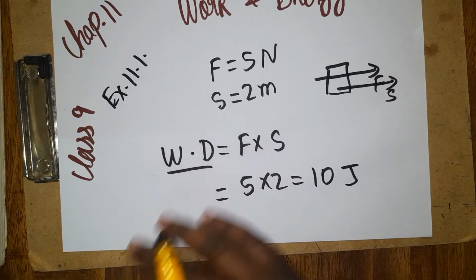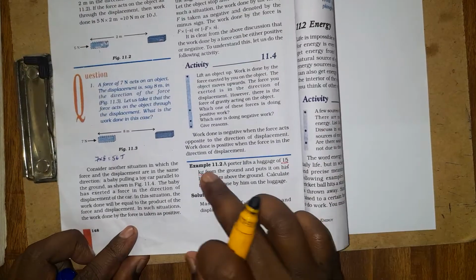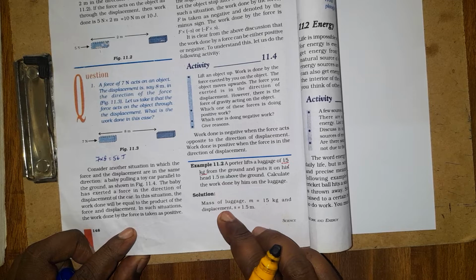Now, the second example problem we are going to do. It is the 11th chapter, second problem. It's class 9. We are going to discuss the 11th chapter example, second problem.